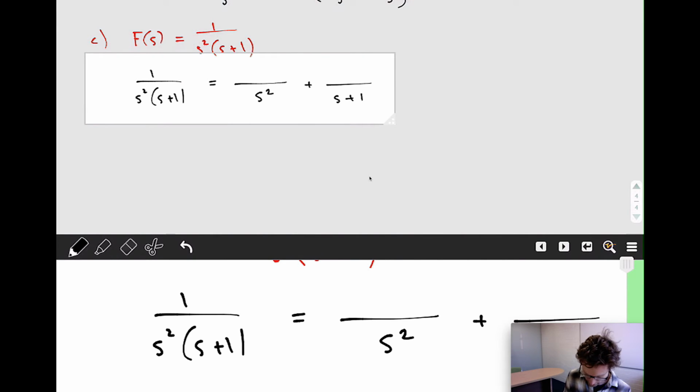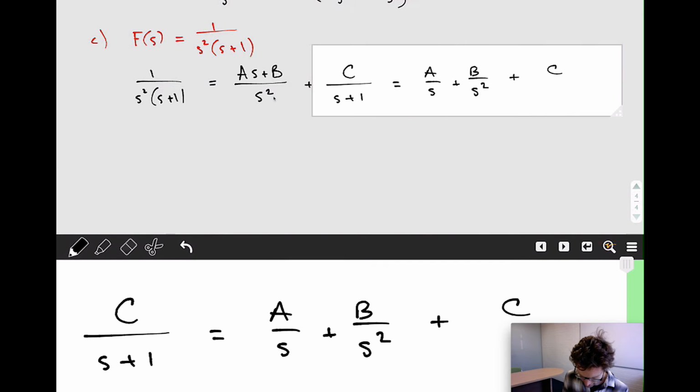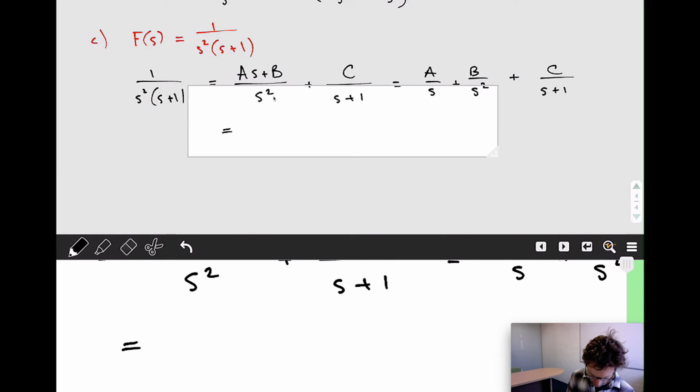Because I have that s squared on the bottom, I can't just put a over s squared. I have to put as plus b, because I need to balance the power on the top with the power on the bottom. And I have plus c over s plus 1. Or you could also write this as a over s plus b over s squared plus c over s plus 1. Those are actually completely equivalent ways of solving this partial fractions problem. So then we cross multiply and balance or match the numerators.